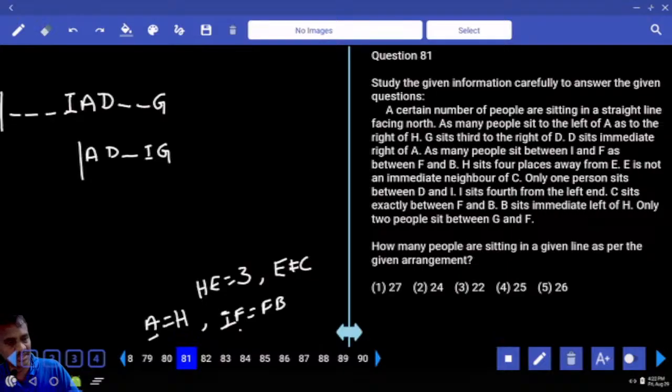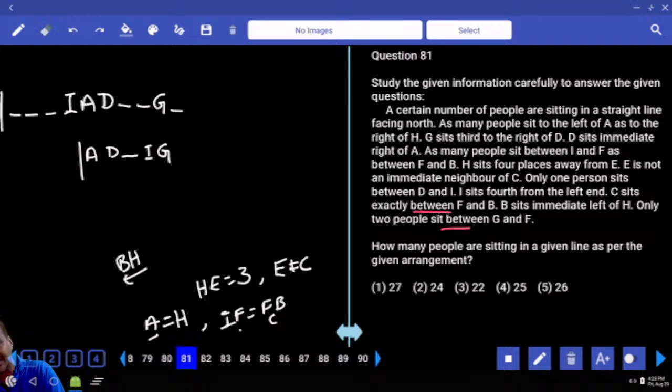I is fourth from the left. And C sits exactly between F and B. Where is this C? C is exactly between F as well. B sits to the immediate left of H. Now B is to the immediate left hand side of whom? H. And only 2 people between G and F.